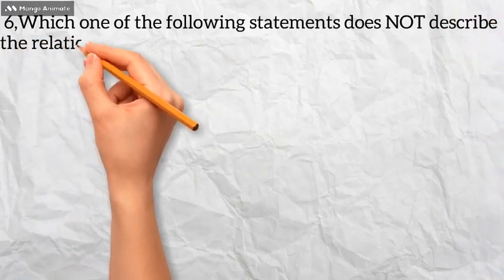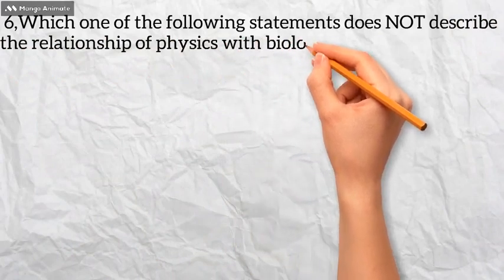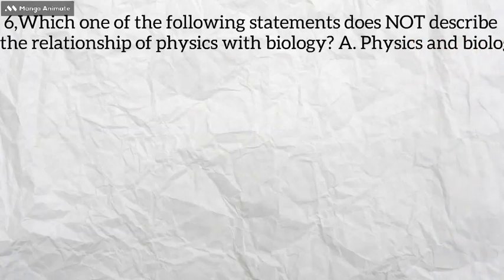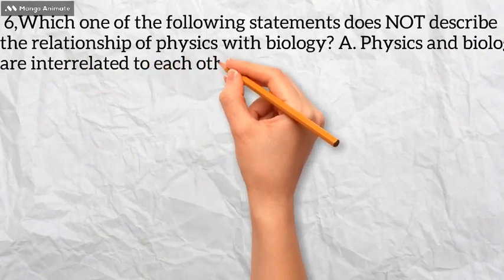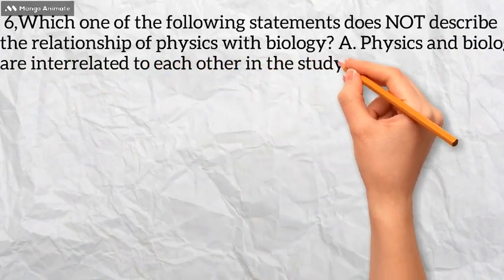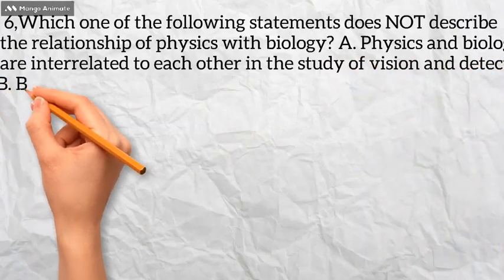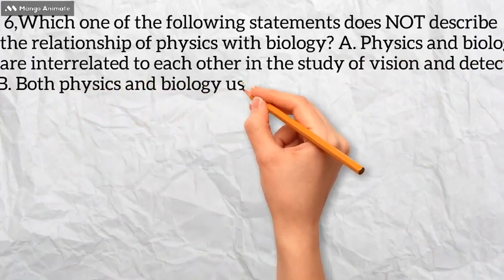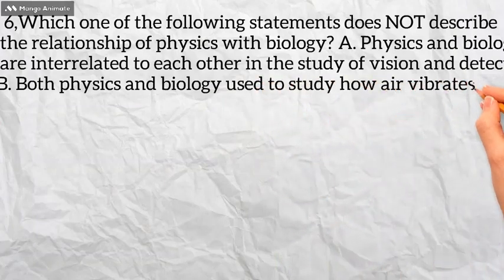B. Both physics and biology use to study how air vibrates in vocal cord. C. Both physics and biology are mainly concerned in the interaction of large number of particles. D. Newtonian mechanics and biology are used to explain why cheetah is fastest animal. The correct answer is C. Both physics and biology are mainly concerned in the interaction of large number of particles.